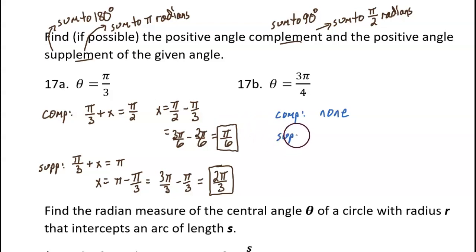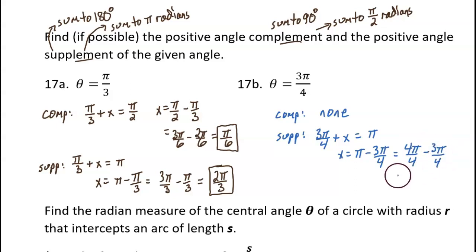Now let's find a supplement. The given angle is 3 pi over 4 radians. What angle could you add to that to equal pi? Let's solve this for x by using subtraction. But this subtraction involves fractions. We need to have common denominators. Think of pi as being 4 pi over 4. Now you can subtract them to see that the answer is pi over 4 radians. An angle that is pi over 4 and an angle that is 3 pi over 4 are supplementary because they add together to equal pi, which is 180 degrees.